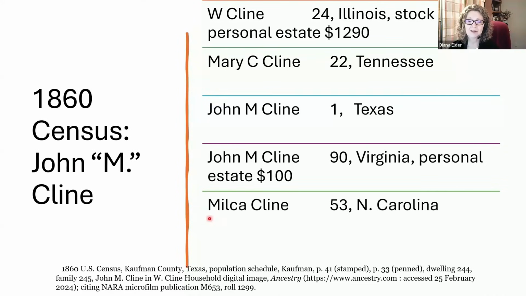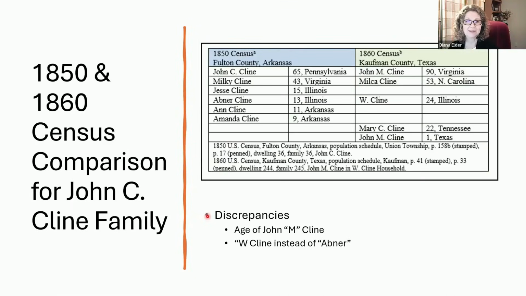This is not a very usual name. This is kind of different, and it certainly seems like this could be Milky. But we do have some problems. So in this comparison, we have the 1850 census versus 1860. So two different locations. But we've got John, who is still John, but now he's got the middle initial of M, which, as we all know, censuses can have wrong information. And his age should only be 75, but it's quite a bit off. And Virginia is different than Pennsylvania. But Milky is right on with 53.